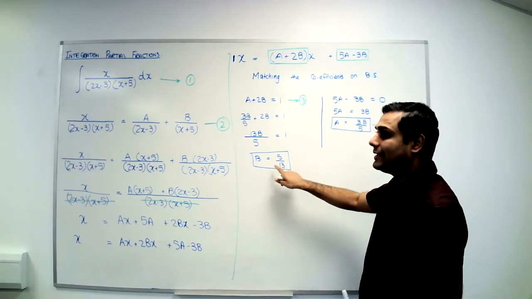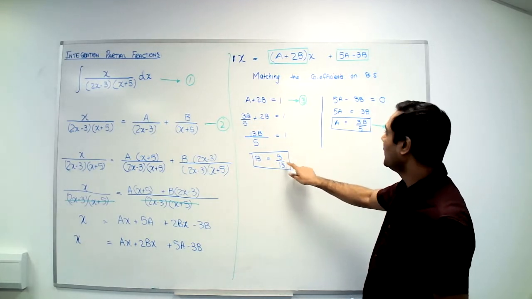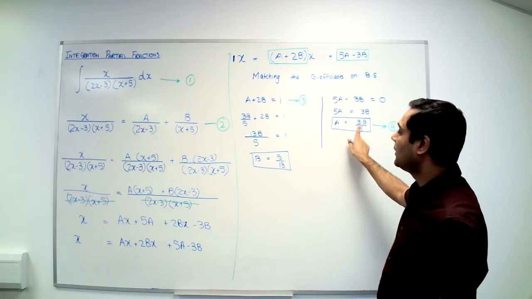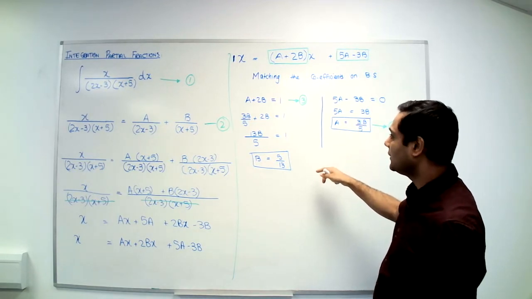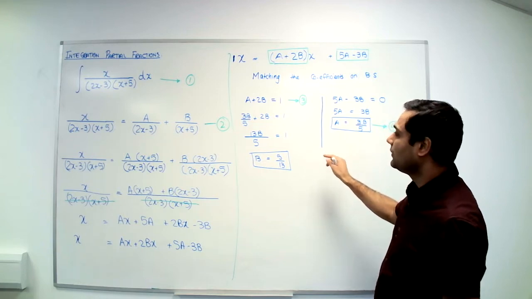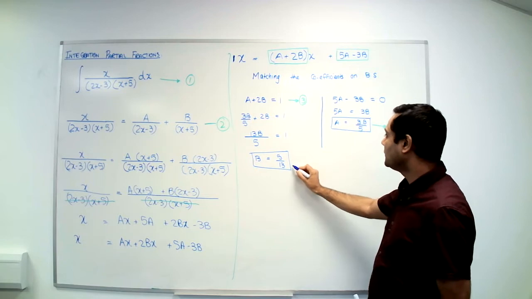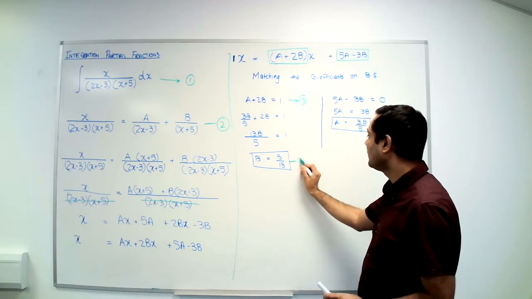Recording in progress. Okay, now I got the B, but I don't have the A. So I would take this value and put this one here, put that value here in B, and I will get that value for the A. Okay, so now just put this one, let's call this one equation number five.